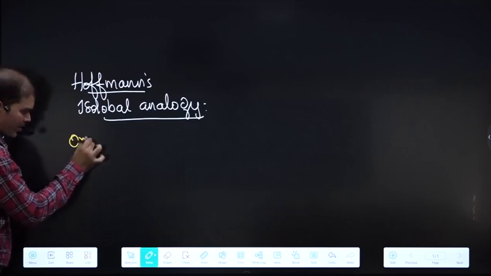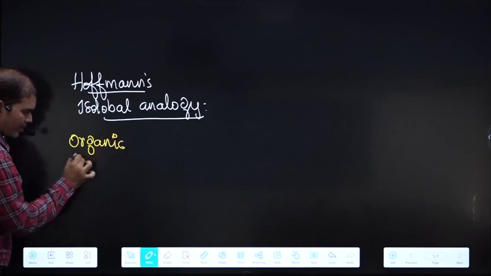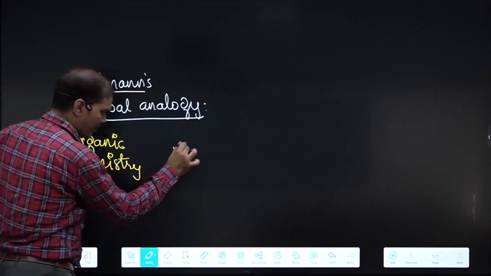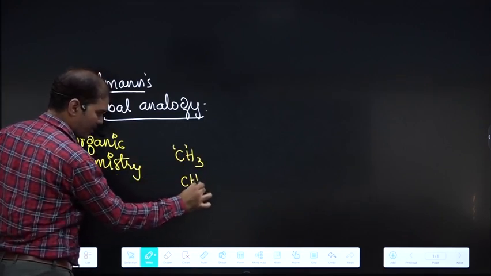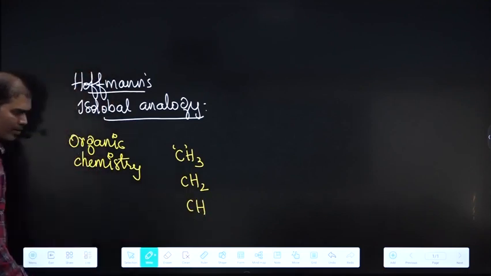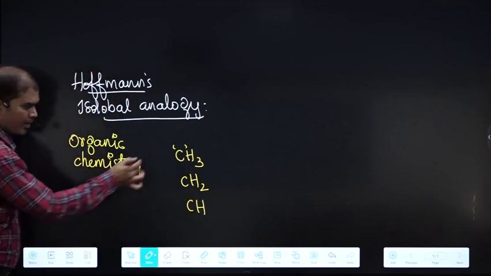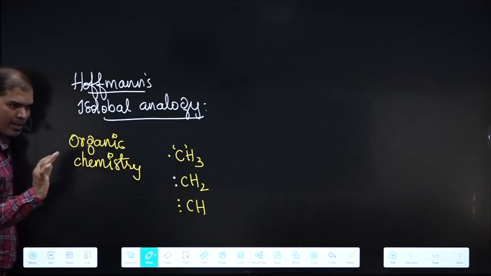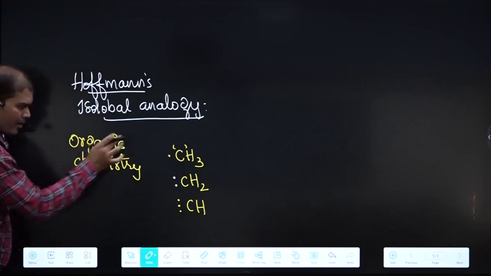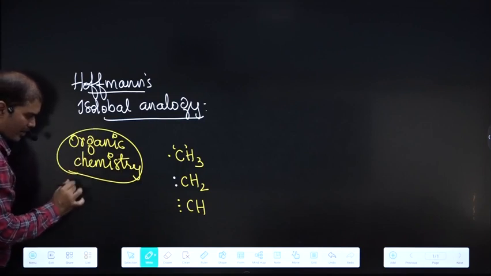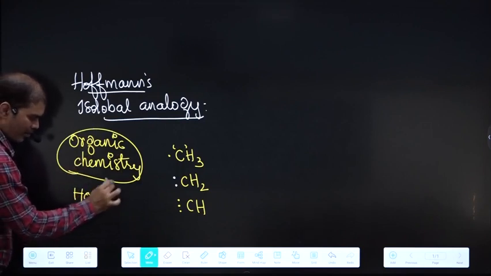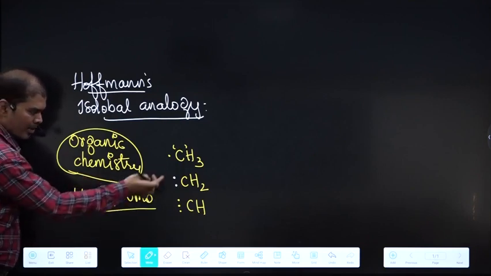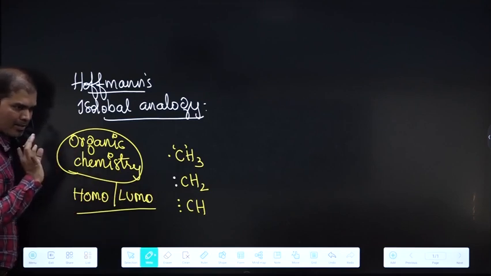You are aware he is an organic chemistry scientist. So in organic chemistry he has studied a lot about carbon and carbon containing units like CH3, CH2, CH and so on. What do I call CH3 as? I call it as methyl, methylene, methylidyne. For all this organic chemistry, he has studied about HOMO and LUMO. What orbitals are HOMO, what orbitals are LUMO, how are they participating in a given chemical reaction. That he has studied.